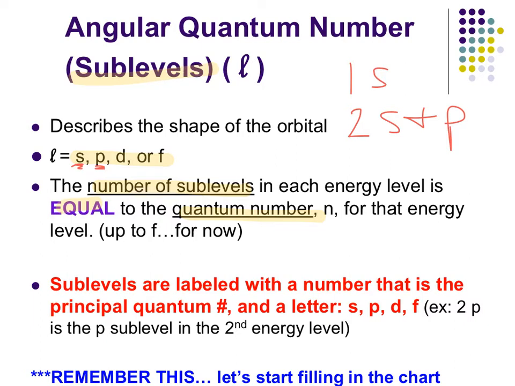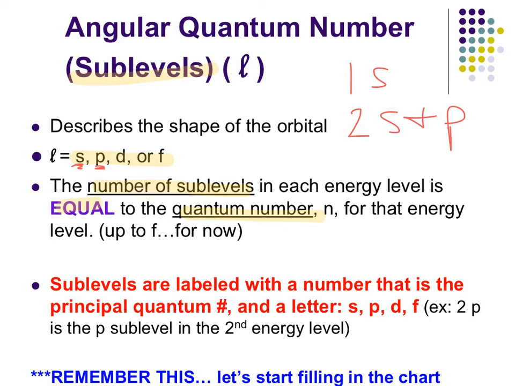If I had 3 energy level, or an energy level of 3, n equals 3, I could have S, P, and D. And then from 4 on, I can have all 4 shapes. But the number of sublevels is equal to the quantum number. So the first 3 levels do not have all 4 shapes.